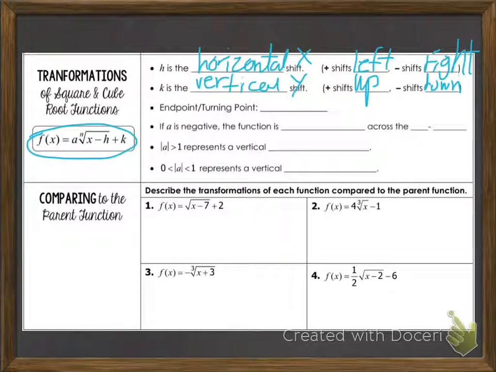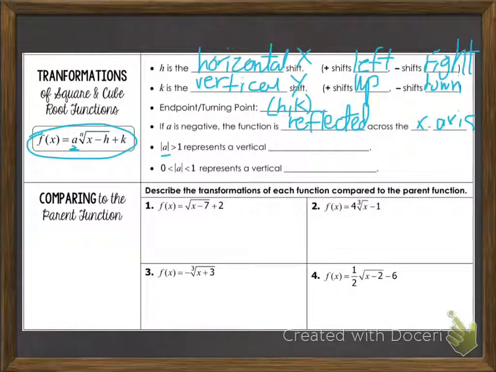That one's pretty self-explanatory. The end point or the turning point can always be represented by the letters h and k. So whatever you get for h and k over here, that is where your end point and turning point is going to be. If the a out front is going to be negative, then the function will be reflected, essentially just flip over. It is reflected across the x-axis. It'll just flip right over the x-axis.